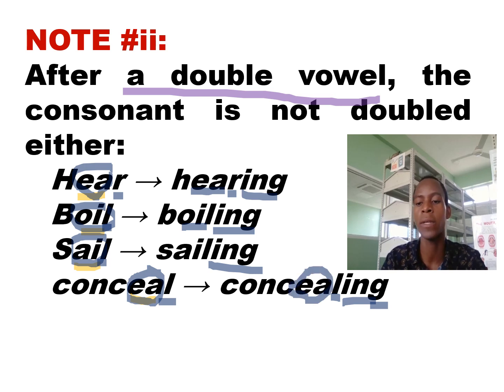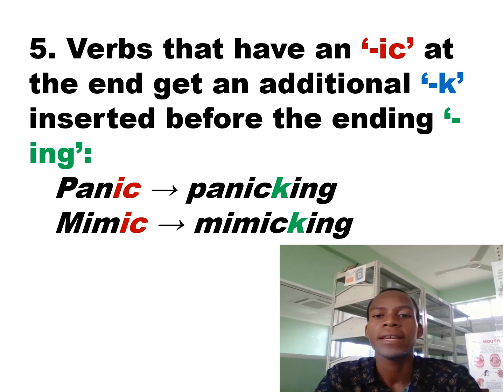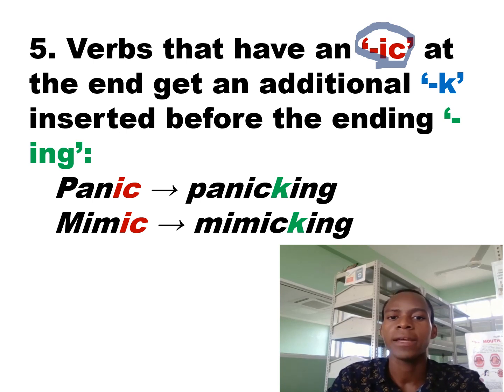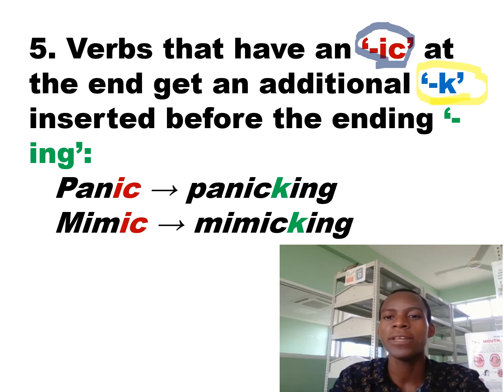Again, let's have a look at the next part. This is the last principle: verbs that end in IC. For the verbs which end with the IC sound, we add a K. So what we do is we add a K letter to make the present participle. We just insert it soon after the IC sound.